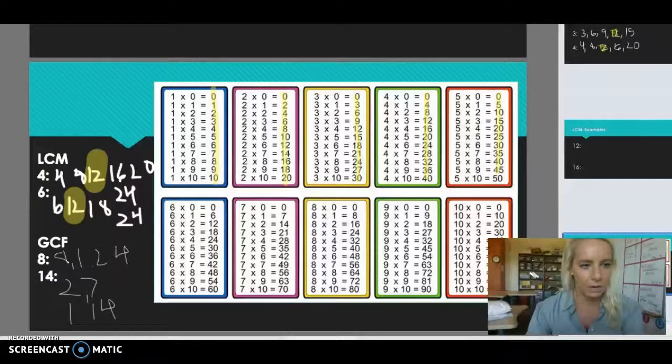So in this case, our greatest common factor between 8 and 14 would be 2. So I see a 2 here. Oops. And I see a 2 here. So that's how you can use this chart to help you find the LCM and the GCF.